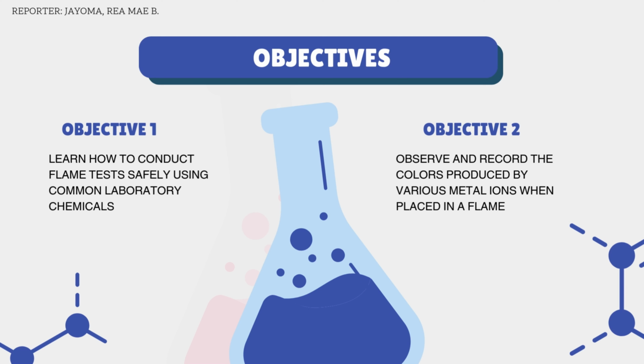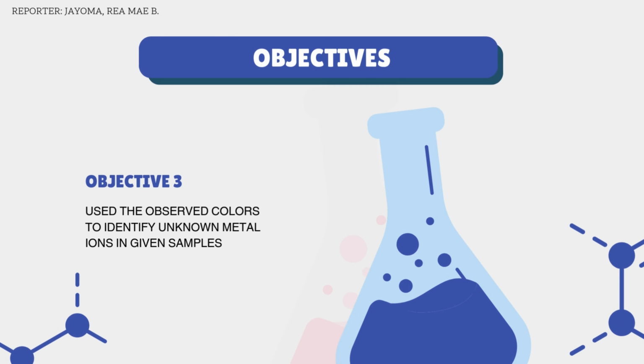Students will observe and meticulously record the characteristic colors produced by different metal ions when introduced to a flame. Lastly, use the observed colors to identify unknown metal ions in given samples. Using the knowledge gained from observing the colors of known metal ions, students will be able to identify unknown metal ions in provided samples by comparing the flame colors produced. This demonstrates their understanding of the relationship between metal ions and their flame test colors.